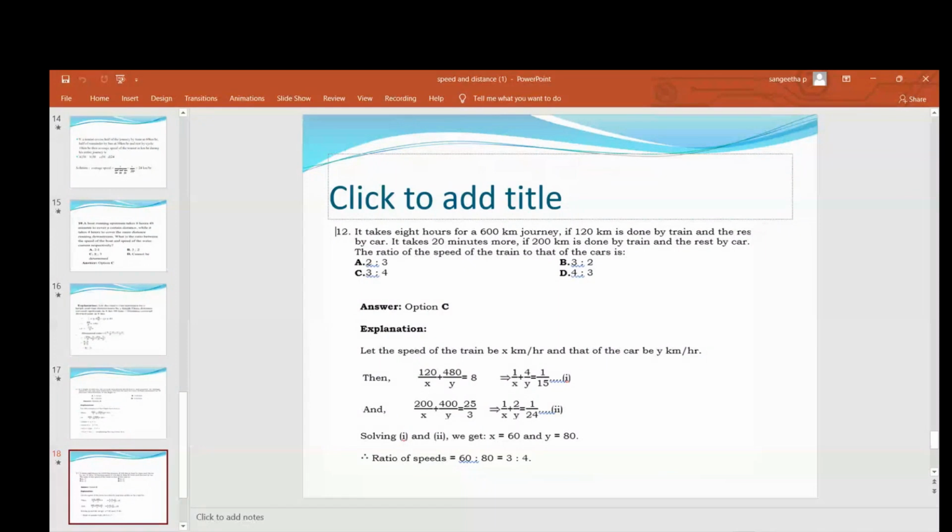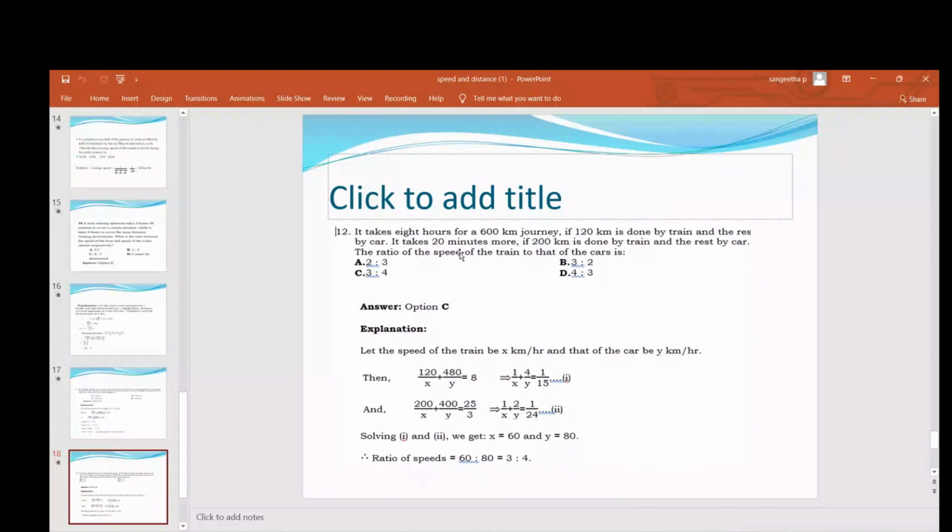Okay, so calculating the total journey. The total journey is 600, and 120 is done by train and the rest by car. The remaining rest means 600 minus 120, which is 480, done by car.